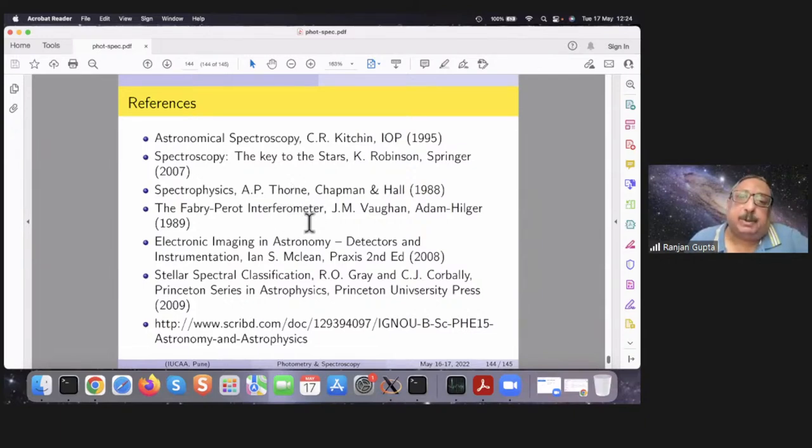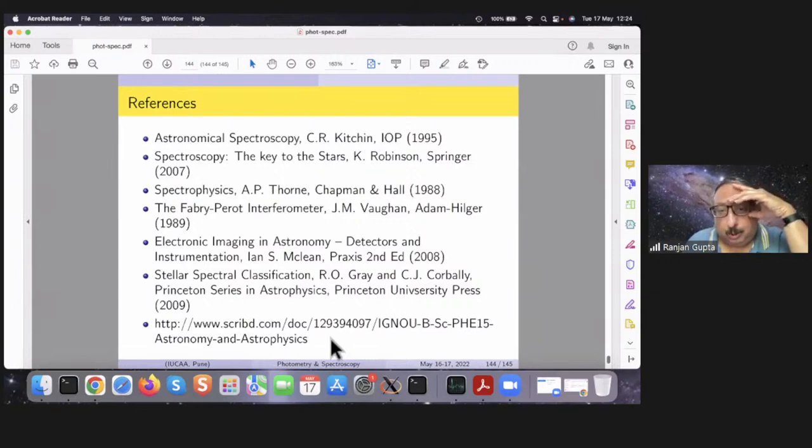Then this is a Fabry-Perot interferometer book. This book, the name is very misleading, electronic imaging and all that. I think this is the latest or one more version. Here, most of the details about detectors, CCD, the kind of processing I mentioned, is there in this book. This is a very nice book, Ian McLean. And this is about spectral classification, more technical things about this OBA, you know, spectral types.